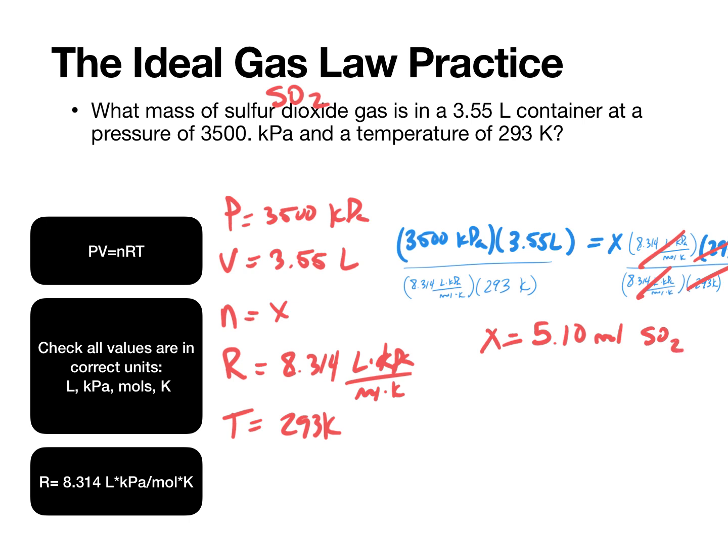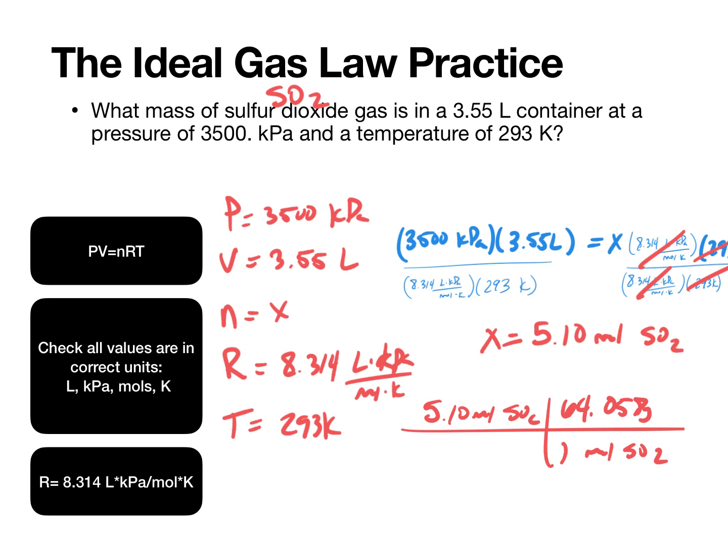Now I'm not finished with the problem because I've got to take the 5.10 moles of SO2 and find the molar mass. 1 mole of SO2 is on the bottom. The molar mass of SO2 is 64.058 grams. And now all I need to do is multiply the molar mass times 5.10 and I get a final answer of 327 grams of SO2.